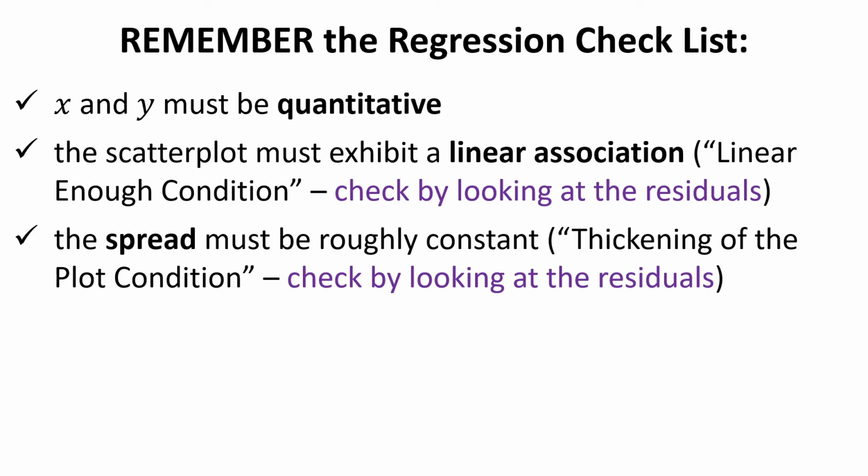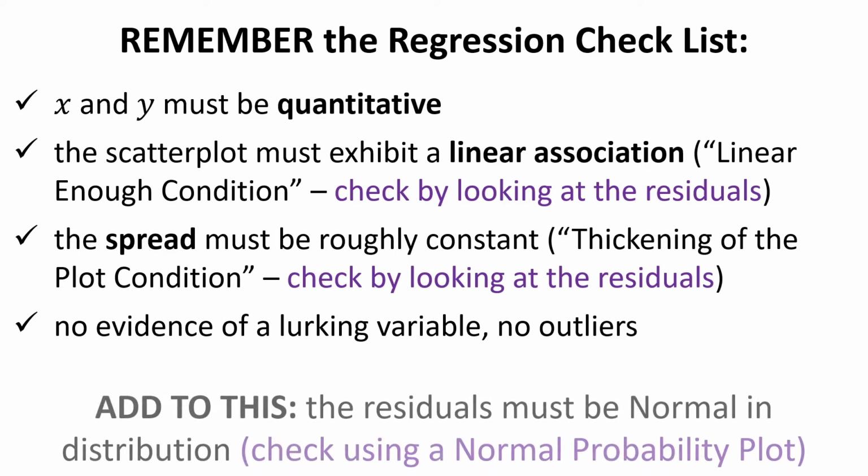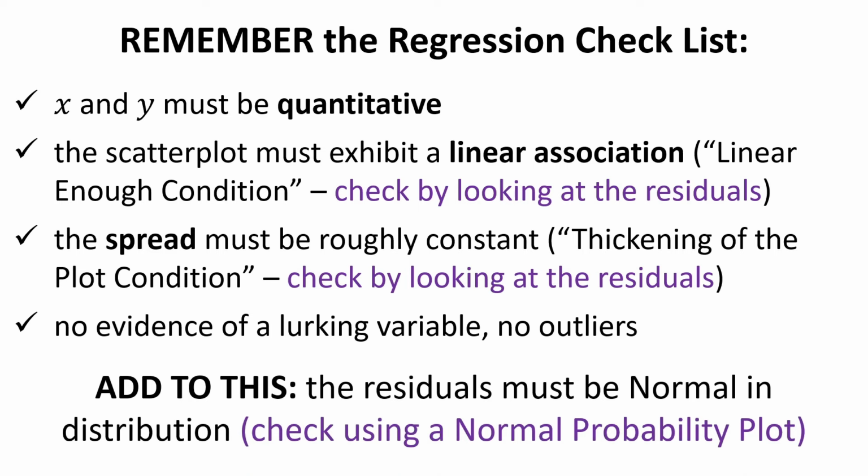Thirdly, the spread must be roughly constant. And what we're saying is the spread of the data values in the vertical direction must be roughly constant as you move from left to right. That's called the thickening of the plot condition. And we check that also by looking at the residuals. Fourth, there must be no evidence of a lurking variable and no evidence of outliers. So in other words, nothing unusual going on. And lastly, the residuals themselves must be consistent with a normal distribution. And we check that by looking at a normal probability plot.